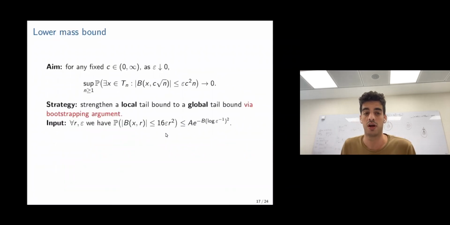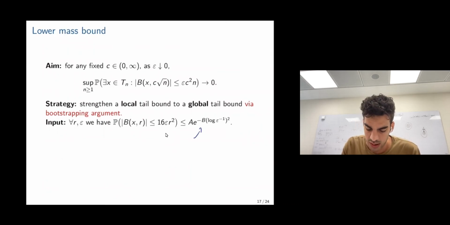We would like to prove a local tail bound, which will be strong enough so we can do some scale analysis or a bootstrapping argument to improve this local tail bound to a global tail bound. So our input, I'm lying here just a bit, it holds for every r and epsilon small enough. But what we have here is a nice bound on the probability that the size of the ball around a fixed x is smaller than 16 epsilon times what we expect to see. Just note that what we have here is stronger than any polynomial, and it depends only on epsilon. So this is our input.